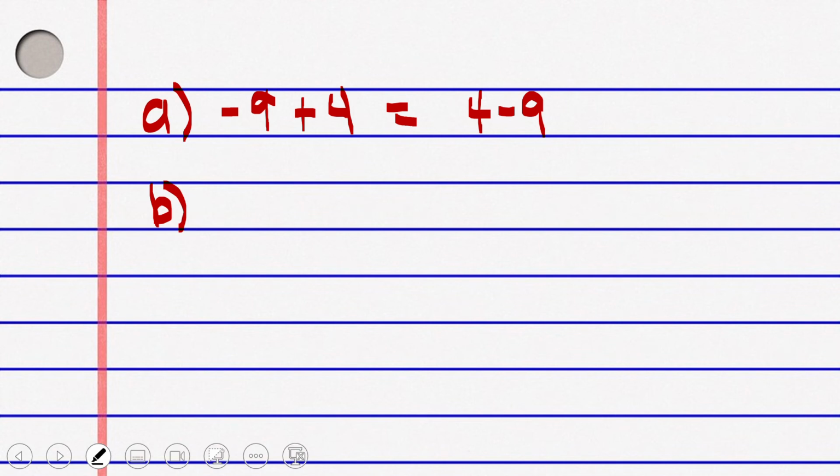If you use the commutative property, get out your note card for that. Write an equivalent expression for each of the following. All right, we're going to have a negative 9 plus 4. We're talking about the commutative property, so that's going to be equal to 4 minus 9. The next one, x plus 9. In the commutative property, that's equal to 9 plus x.